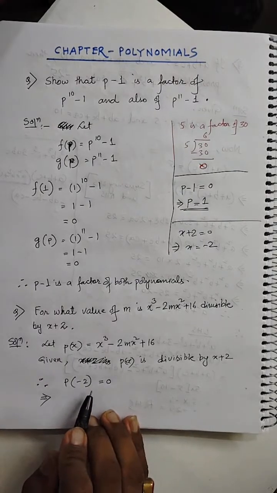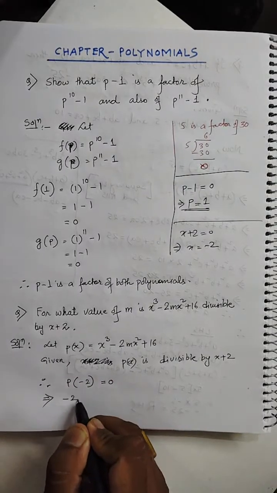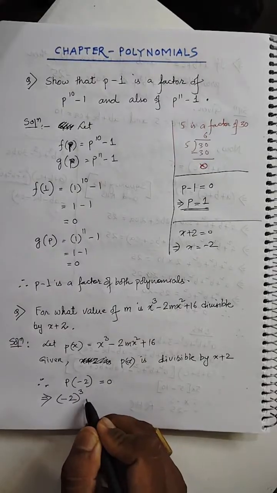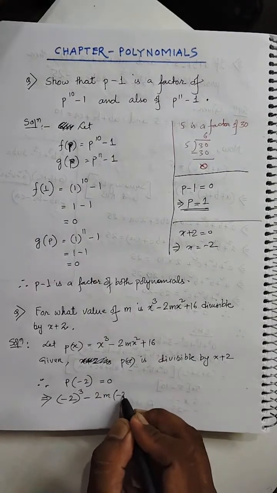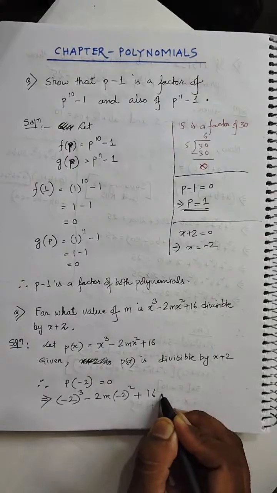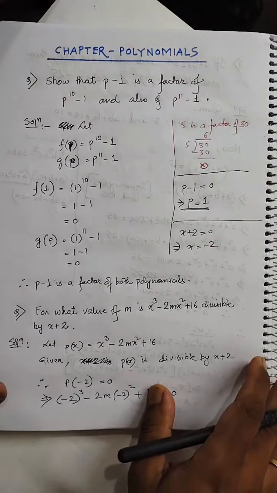Okay, so p(-2) is, we will replace all the x with minus 2, so this becomes minus 2 cube minus 2m. We have x square, so this will be minus 2 whole square, and plus 16 equals 0. Okay, so I am taking a new page to solve. Let me adjust my notebook.